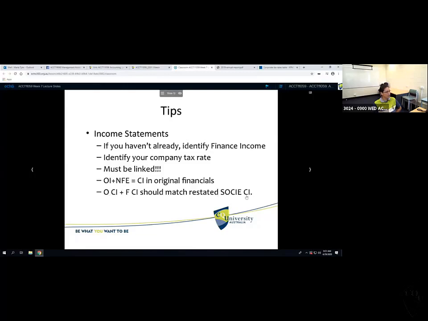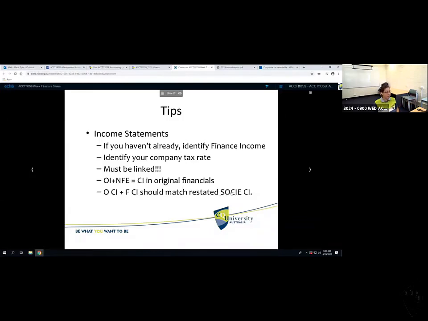And also, we've covered this check in week 5, but your operating comprehensive income and your financial comprehensive income should match the split that you did in your restated statement of changes in equity for comprehensive income. Okay, so the split in your restated statement of changes in equity should equal the split in your income statements, so your operating and your financial. And this is the split of other CI. Remember, you're only restating other CI in your statement of changes in equity. So that split should be the same from what you did in week 5 to what you did now.